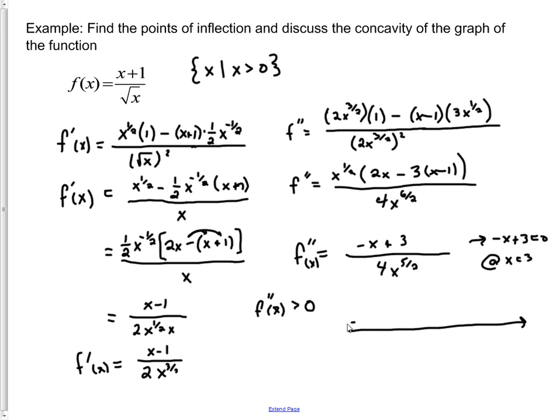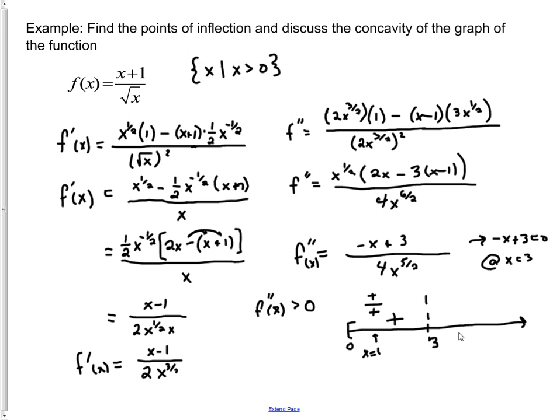All right, so starting at 0, we're going to see what happens. Let's see, 3 is a critical point for our second derivative. And let's pick a value within this interval. So let's choose, let's say, positive 1. What happens at x equals positive 1? Well, at positive 1, the numerator, negative 1 plus 3, is positive. In the denominator, 4 times 1 to the 5/2, so that's positive. And so that gives us a positive value.